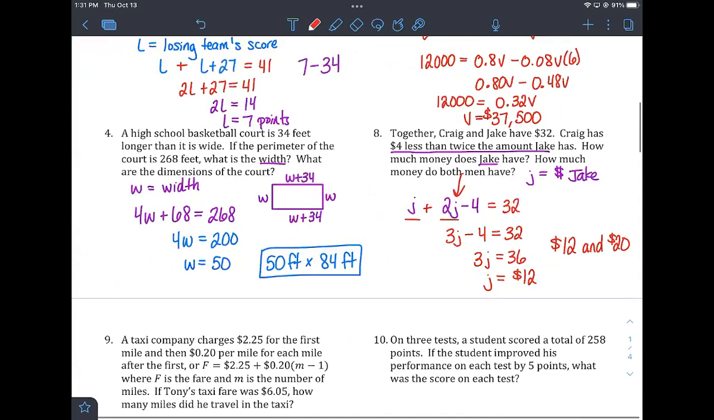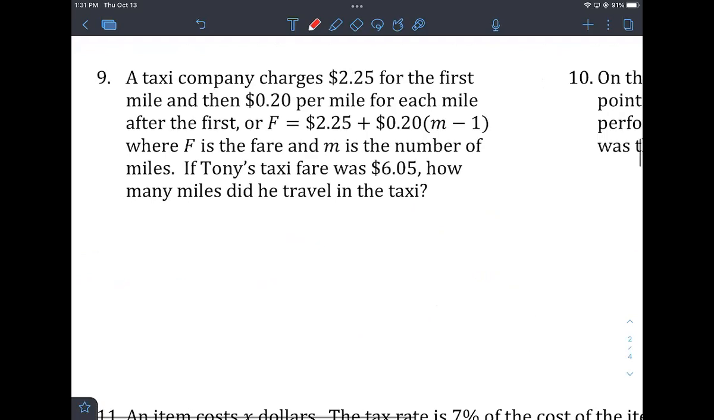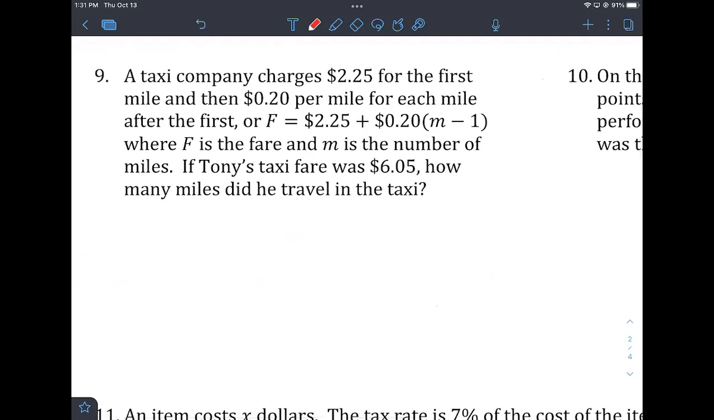All right, flip your worksheet over to number 9. I'm gonna hurry then. A taxi company charges $2.25 for the first mile and then 20 cents per mile for each mile after the first. For the equation F equals 2.25, the original value, plus 20 cents for each mile after the first. Each mile after the first would be m minus 1. So if I go 7 miles, m minus 1 would be 6. F stands for fare, the amount of dollars. Fare is your taxi fee, right? And M is the number of miles.